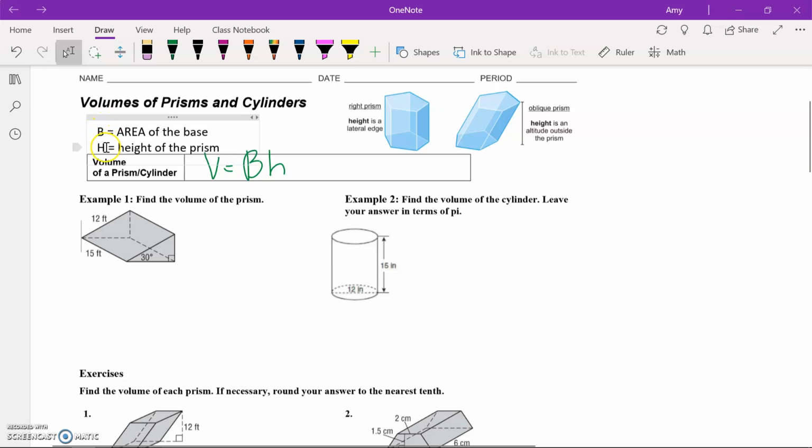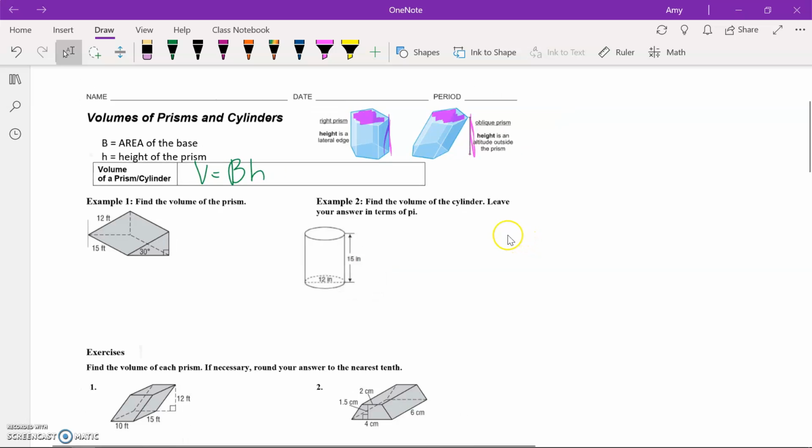I want to remind you guys a key fact, which is that height is always going to be perpendicular to the bases, right? So if we look at these pictures here, this is my base, and so this is my height. This is my base, so these edges are my height. It is really important to notice that that height is going to be what connects your two bases in a prism. So let's look at some examples.